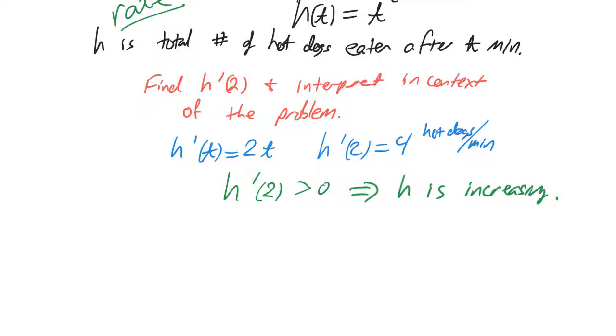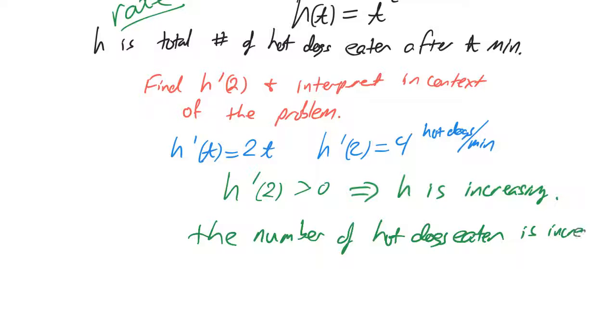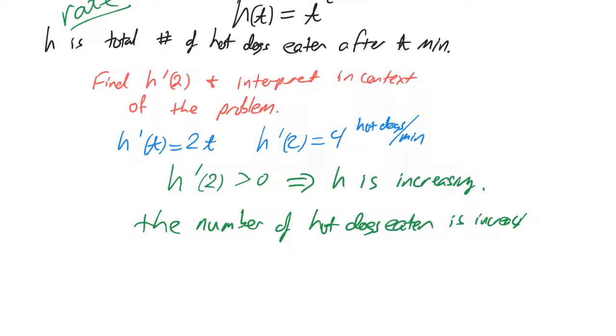So what I say is, instead of h is increasing, I say the number of hot dogs eaten is increasing. Right? H is increasing. Okay? We just follow that format. So that's the first derivative.